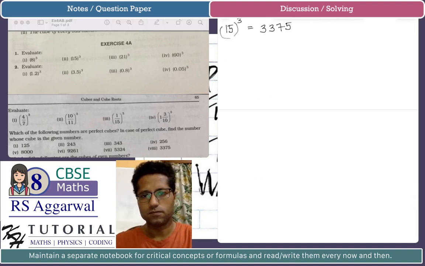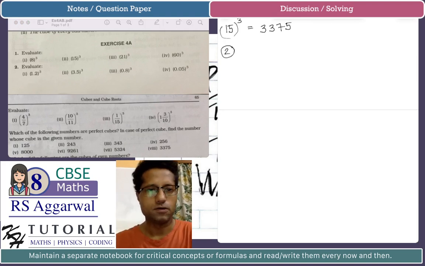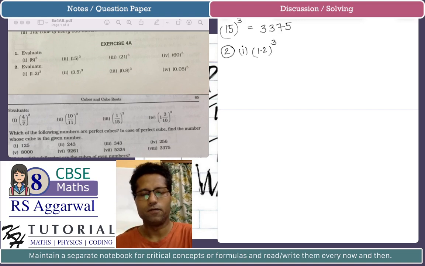This is also to evaluate, find the values of some cubes, but it has some decimal numbers. So part 1 is 1.2 cube. Now when you have to find the cube of a decimal number, always convert the decimal number into fraction form. So 1.2 is 12 by 10. We have 12 by 10 cube.